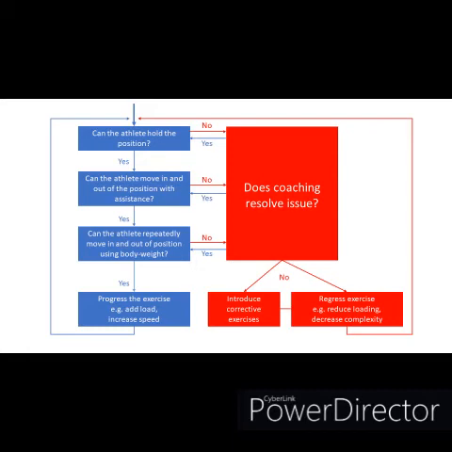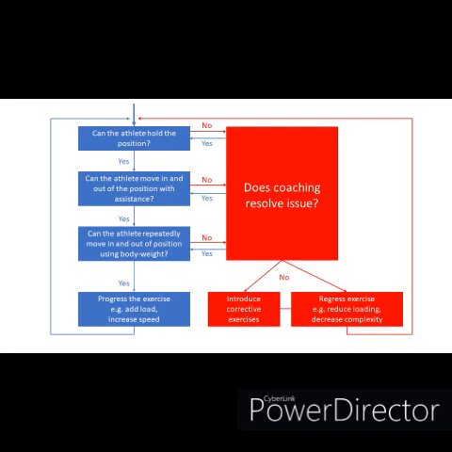However, if the athlete couldn't successfully achieve any of the first 3 stages, which includes holding the position, moving in and out of the position with assistance, and repeatedly moving in and out of the position using body weight, then a coach would have the opportunity to step in and aid in the understanding of the correct technique or offer feedback on where they need to adapt in order to make the movement correct. If the coach can correct these movements, then the athlete will be able to continue in the stages of development.